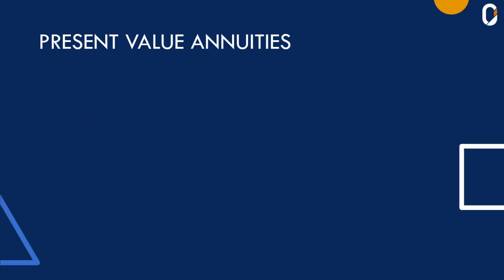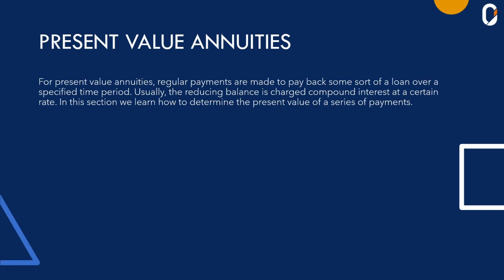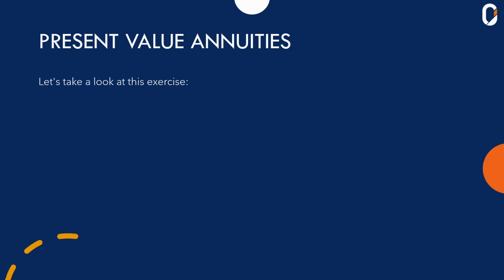Now let's move on to present value annuities. That is where, for present value annuities, regular payments are now made to pay back some sort of loan over a specified time period. Usually the reducing balance is charged compound interest at a certain rate. In this section, we'll learn how to determine the present value of a series of payments. Let's take a look at this exercise to explain this concept a little bit better.